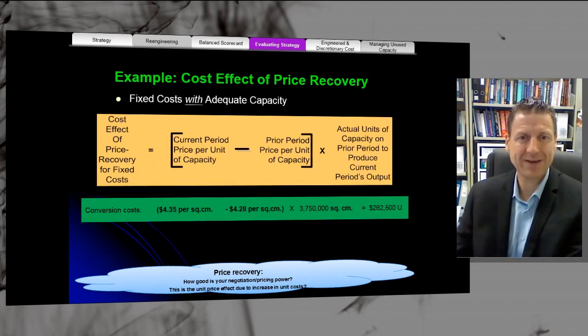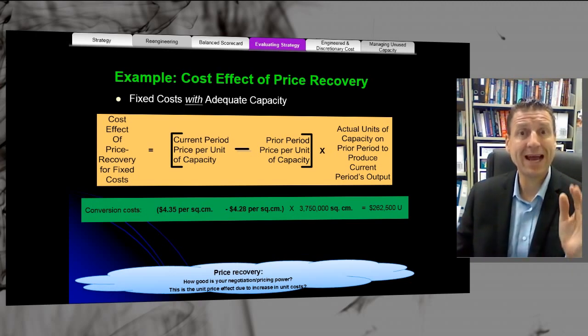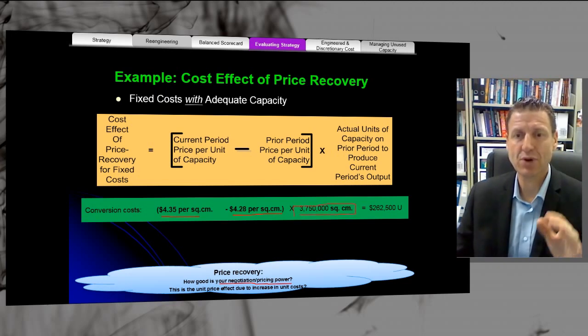What about the cost effect of price recovery? And this is fixed costs with adequate capacity. Now, again, how good is your negotiation and pricing power? Now, the conversion costs are $4.35 per square centimeters, and in the prior period they were $4.28 per square centimeters, and we're multiplying by the actual units of capacity in the prior period.